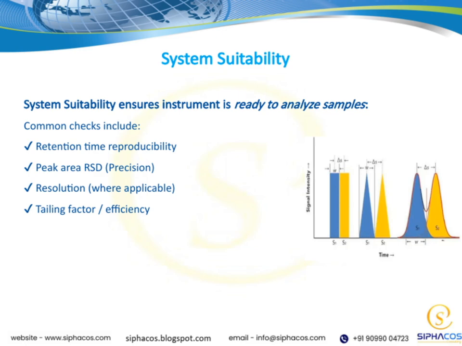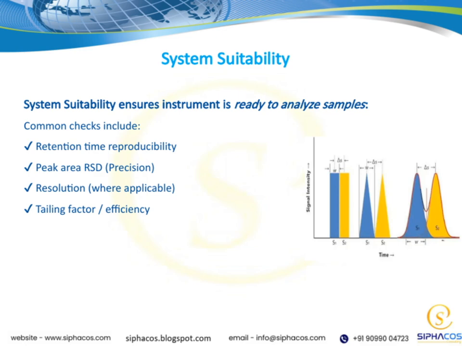Some of the common checks we perform include looking at retention time reproducibility, which ensures that our compounds are consistently eluting at the same time each run. This consistency is vital for accurate identification and quantification. Next, we assess peak area RSD, or relative standard deviation, which is a measure of precision. A low RSD indicates our system is producing consistent results, which is essential for reliable data.